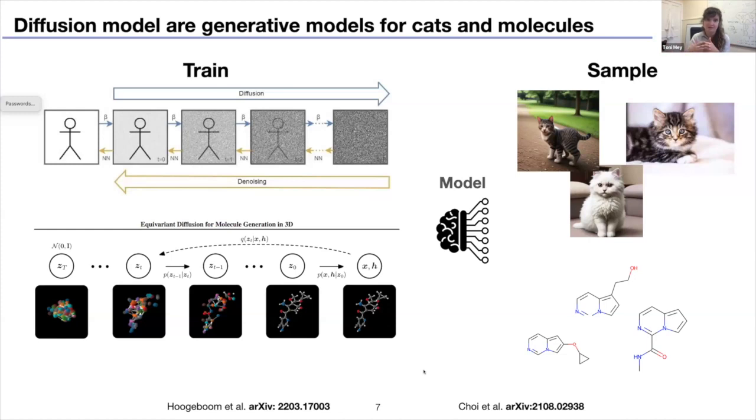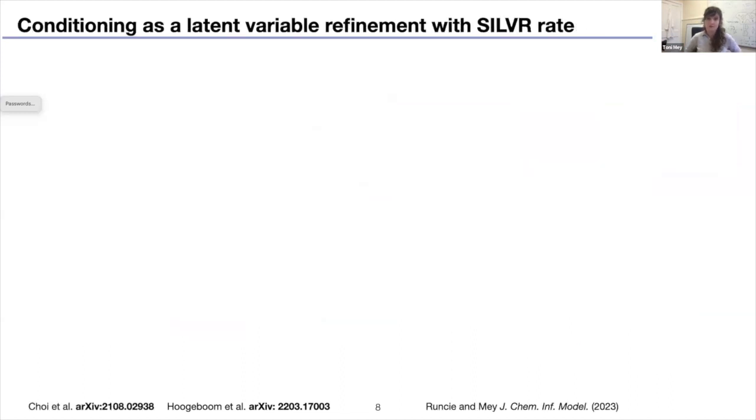Or how does that relate back to actually taking two molecules and merging them to create something new, or linking them or something like that? So how do we get the fragment information into our equivariant diffusion model? And this is where something called conditioning of diffusion models basically comes in. In fact, what we're looking at is something called latent variable refinement. And it's a type of conditioning that is not happening in the training process.